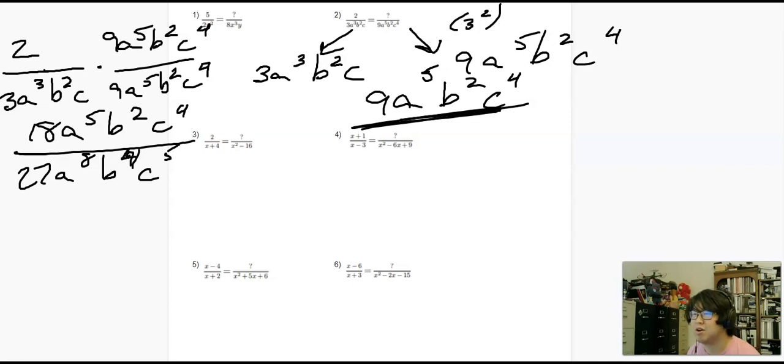Least common denominator. What that means is I'm actually looking for this denominator. How do I get there from here? I actually just take my previous denominator, my 3a cubed b squared c, and divide both sides by it. So I'm going to divide by 3a cubed b squared c.